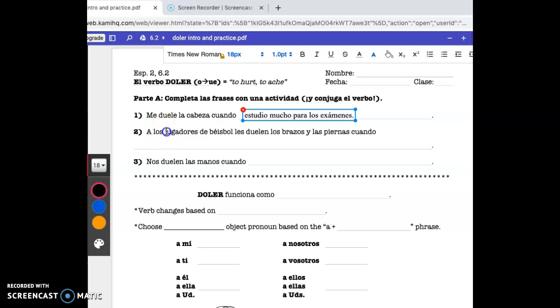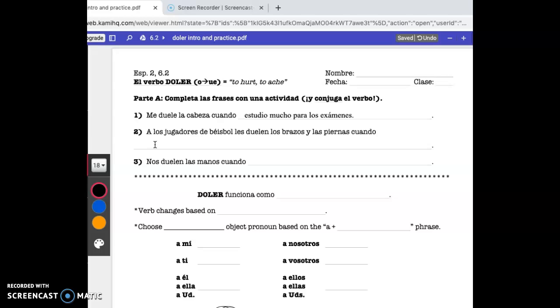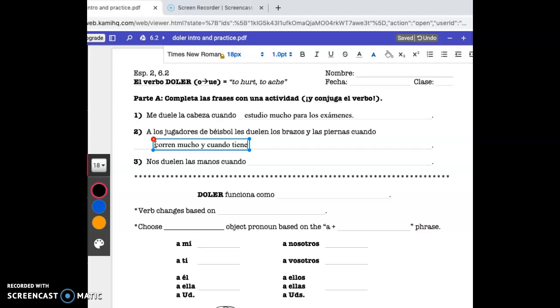Bueno, a los jugadores de béisbol les duelen los brazos y las piernas. Dijimos en clase, what we said in class was the baseball players, their arms and legs hurt them when they run a lot and when they have many games. Es lo que dijimos. That's what we said in class.